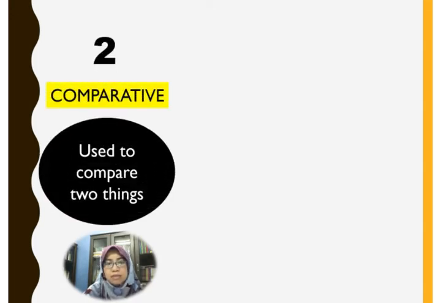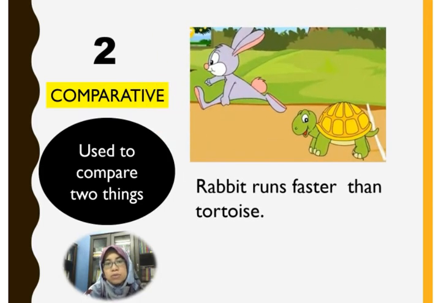Now let's take a look at the second degree of comparison, which we call comparative. If you want to compare 2 things, nak bandingkan 2 benda, you use comparative. Okay, look at the picture. What can you see? Rabbit and tortoise. Sekarang nak bandingkan rabbit dan tortoise. Rabbit runs faster than tortoise.